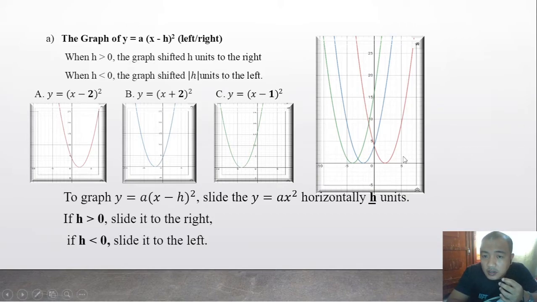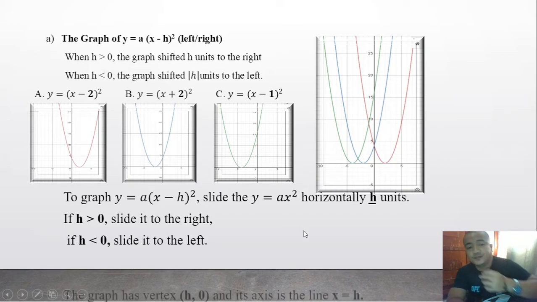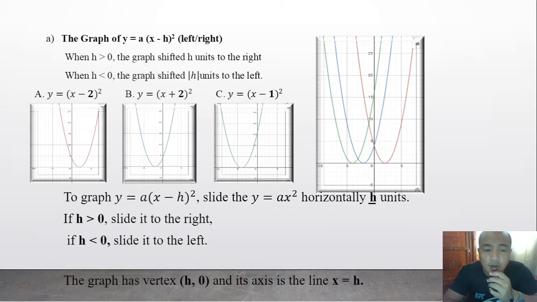So looking at here, this graph is shifted 2 units to the right. So yun yung kanyang equation, x minus 2 quantity squared. And this blue graph is shifted 2 units to the left. So this will be the equation, x plus 2 quantity squared. And this green graph shifted 4 units to the left. So this equation is x plus 4 quantity squared. So the graph has vertex h, 0 and its axis is the line x equals h.